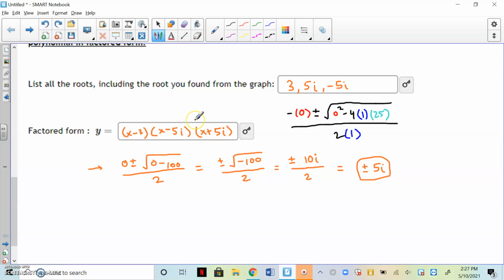Okay, so again, this is the same exact process as we did in the last video, except this time the only difference is that we had some imaginary roots come out of the quadratic formula.